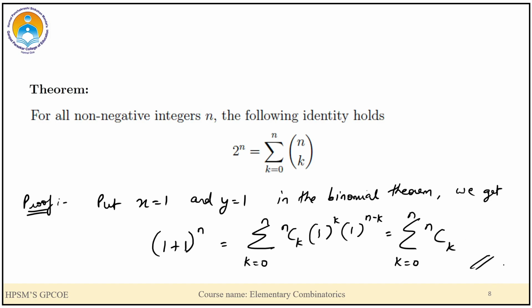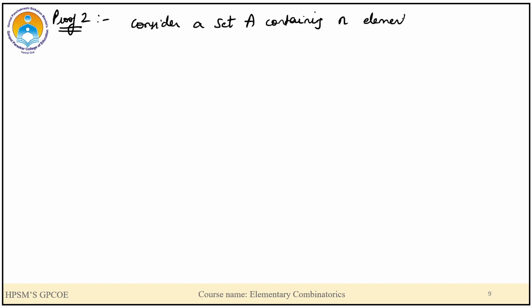This is the simplest way of proving this identity, by simply substituting x equal to 1 and y equal to 1. Now let us give a combinatorial argument for this proof. So let me say this is proof 1. Now let us do proof 2. Consider a set A containing n elements.